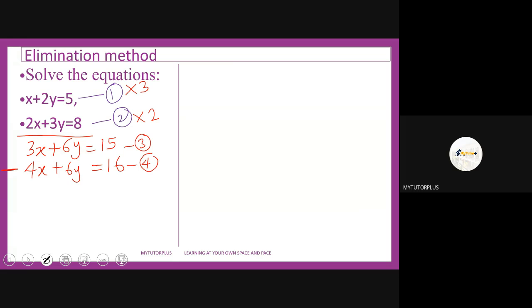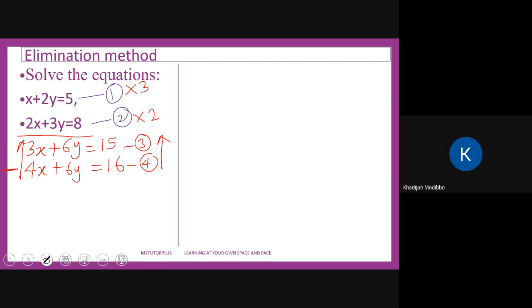But you have to be very careful about something at this stage. If you are doing 4x minus 3x, at the other side you must use 16 minus 15. If you are going from bottom to top, you must go from bottom to top throughout. You must not do 4x minus 3x at one side and 15 minus 16 at the other side. That would be very wrong. You must follow the same pattern throughout. These are the common mistakes that students usually make at this stage.